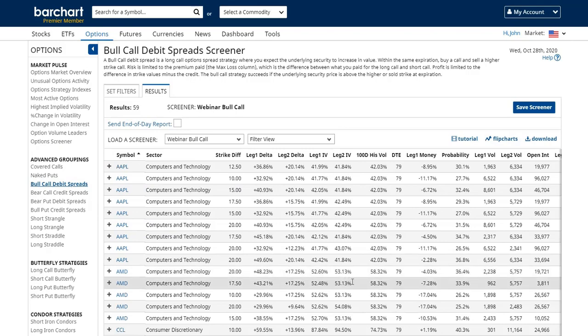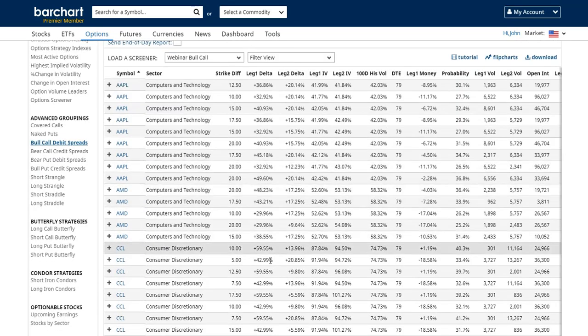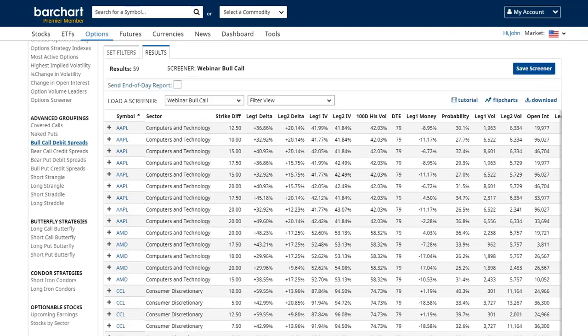Again, if I find ones that are greater, let's see if I can find one that's greater. Here we see on Carnival, CCL, our implied volatilities are in the high 80s and the 90s, where historical is 70. So if I'm going to take this trade, I want to make sure I'm getting a really good profit because I'm paying for it up front, all right?